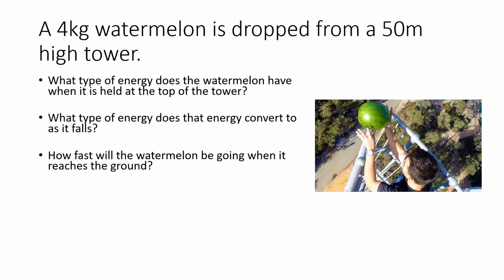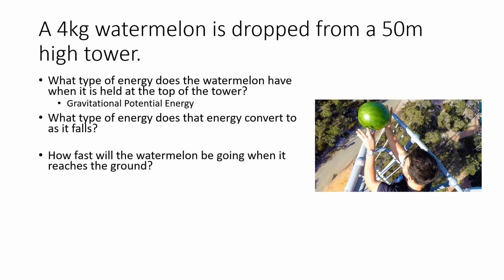Here we have a watermelon being dropped from the top of a 50-meter tower. I think they were trying to show the usefulness of Line-X truck bed liner or something like that. But we're just worried about the watermelon. So the watermelon is being dropped from 50 meters high. So what type of energy does it have when it's first let go? Well, that would be potential energy, because potential energy is the energy of height, specifically gravitational potential energy.